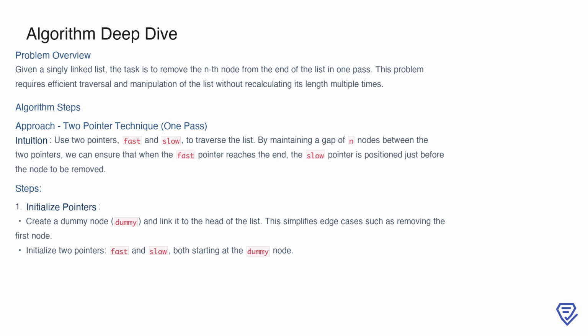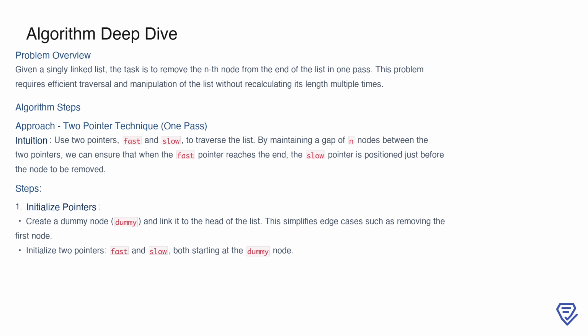This problem challenges us to remove the nth node from the end of a singly linked list in just one traversal. To achieve this efficiently, we use the two-pointer technique. The intuition behind this approach is quite elegant. By creating a gap of n nodes between two pointers, a fast pointer and a slow pointer, we can ensure that when the fast pointer reaches the end of the list, the slow pointer will be perfectly positioned just before the node we need to remove.